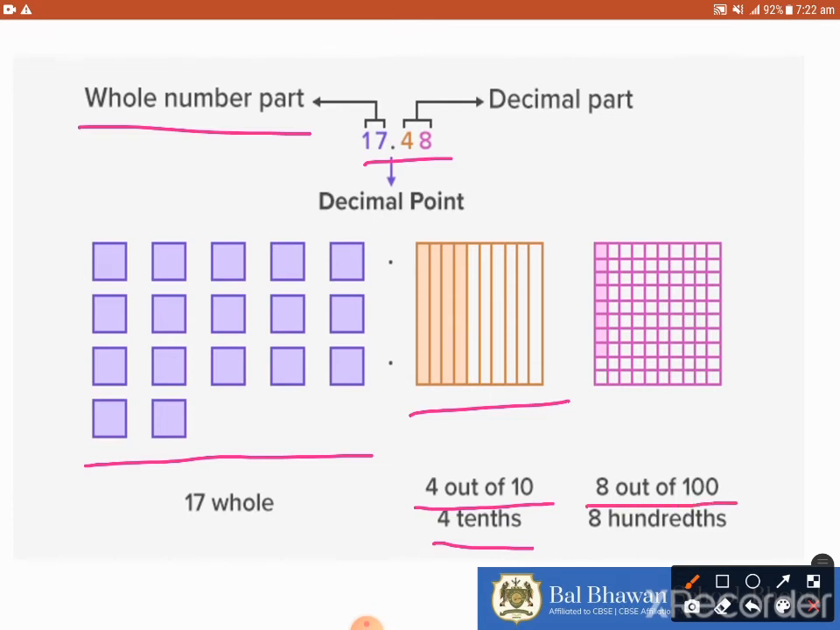8 out of 100 means 8 parts out of 100 equal parts. For this, we have divided a big square into 100 small squares. Out of these 100 squares, if we shade 8 small squares, it will represent 8/100th.